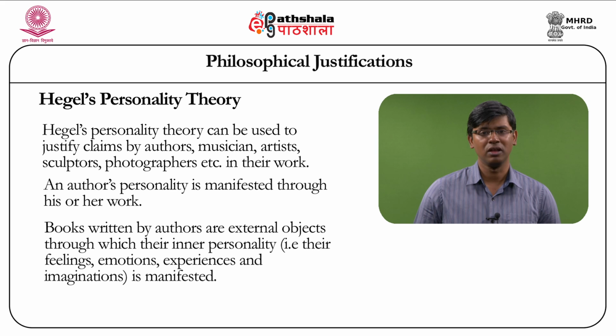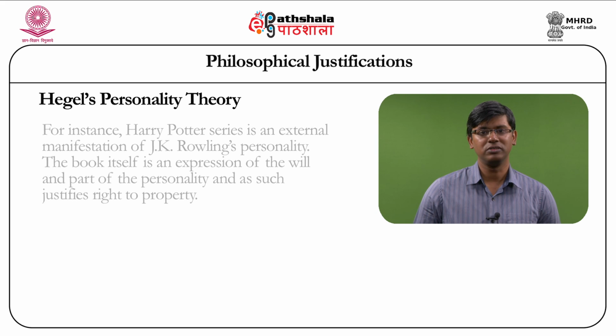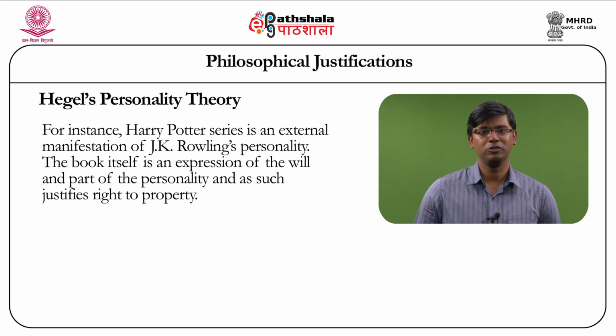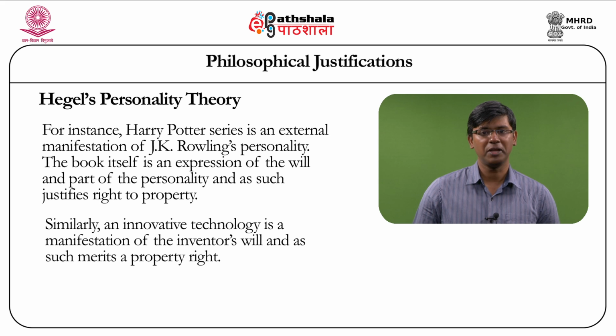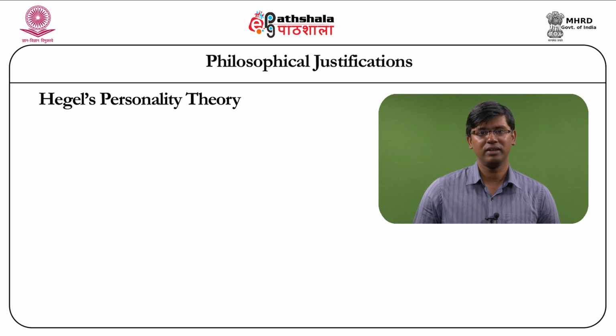For instance, the Harry Potter series is an external manifestation of J.K. Rowling's personality. The book itself is an expression of the will and part of the personality, and as such justifies a right to property. Similarly, an innovative technology is a manifestation of the inventor's will and as such merits a property right. But Hegel's personality theory is not without criticism.